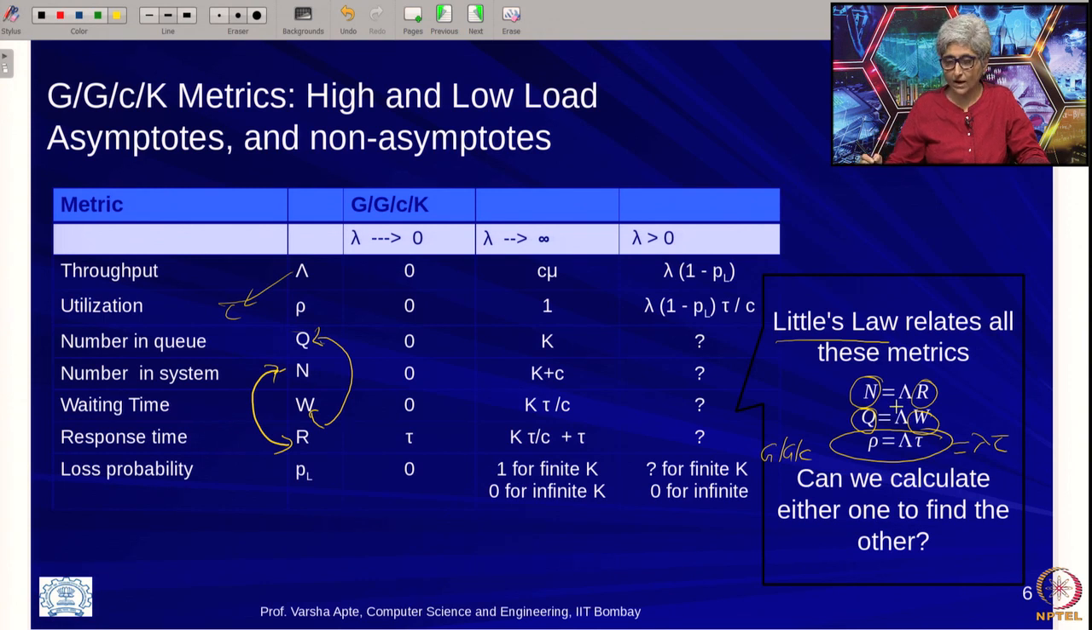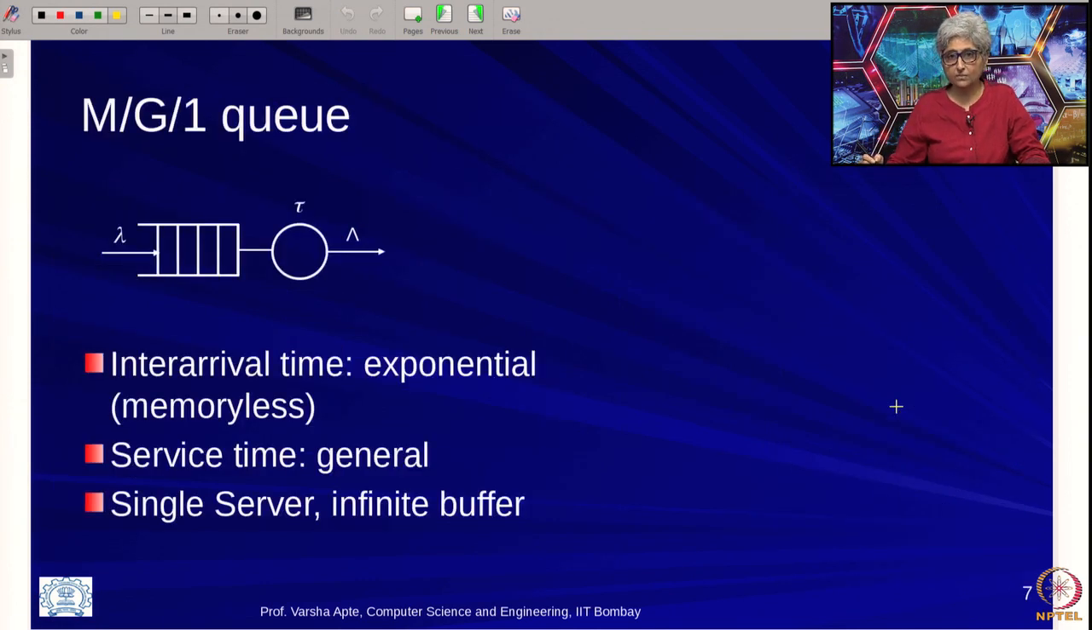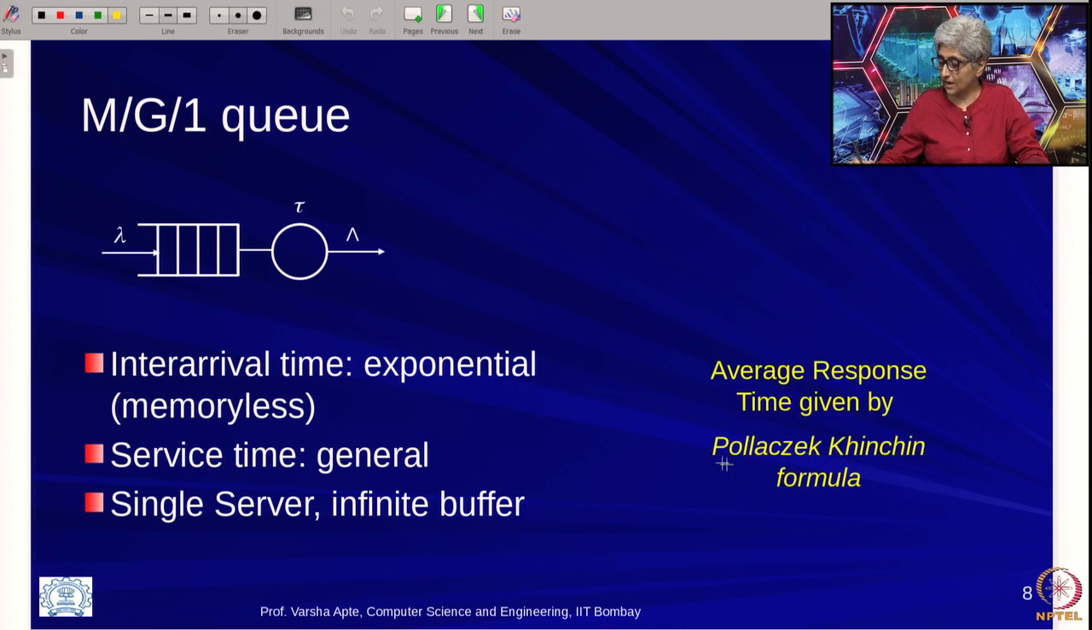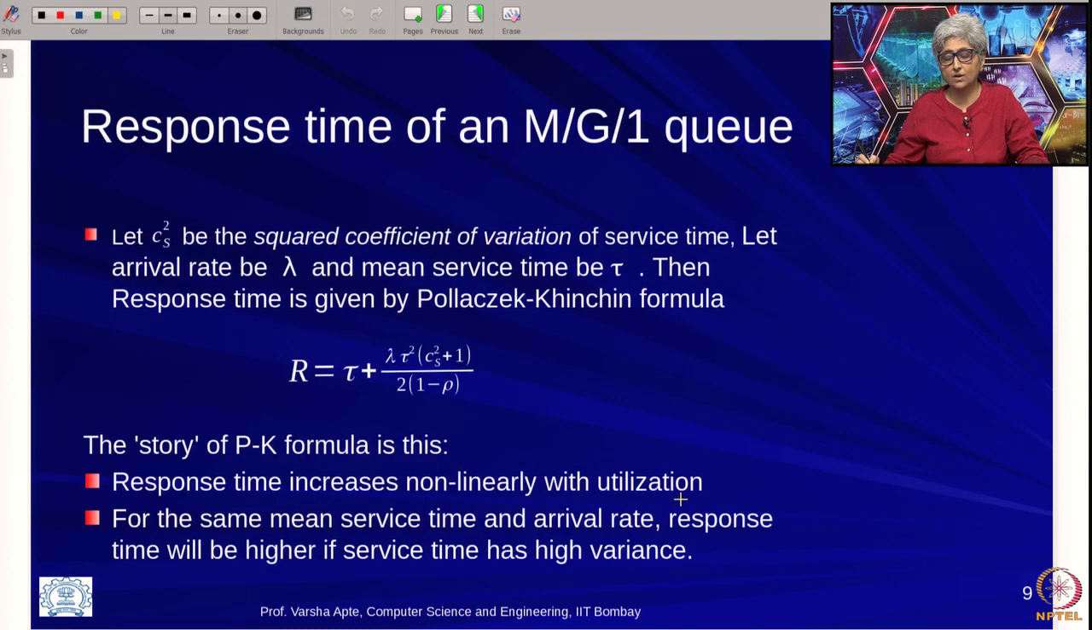Okay? So, it turns out that an average response time formula does exist for the MG1 queue. What is the MG1 queue? Inter-arrival time is exponential, meaning memoryless. So, the M, remember, is for memoryless. Service time is general, that is the G, and we have a single server and infinite buffer. For this queue, a formula for response time exists. The name is the Pollaczek-Khinchin formula. We are not going to prove it in this course. I am just going to state the result and do some examples so that you can understand it.